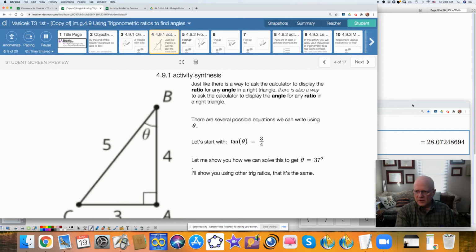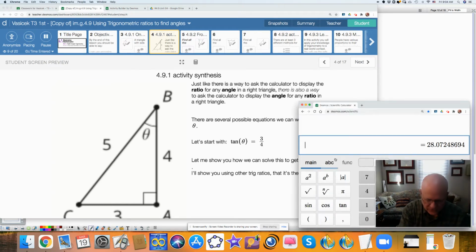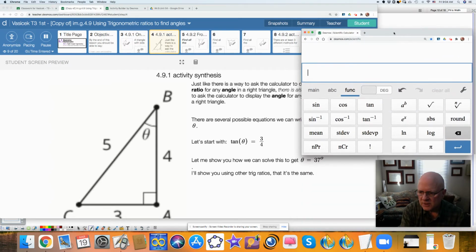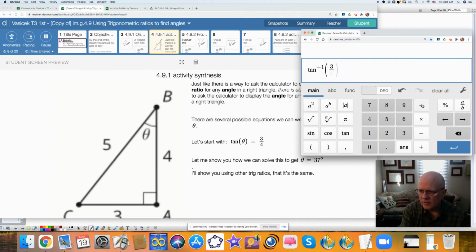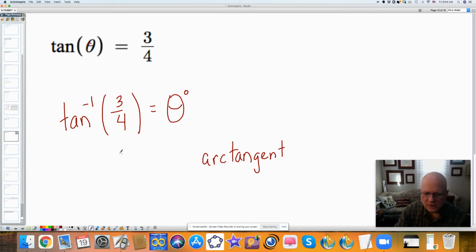How do I do that? Please watch my screen. I'm going to show you inverse tangent. These inverse functions don't appear on the main screen. If you go to the function screen, there's the inverse tangent. Let's make this nice and big. The inverse tangent, and we said the number was 3 over 4. 3 divided by 4 is equal to about 37 degrees. And that's what I said I was going to show you, that it's 37 degrees. When you plug this in a calculator, this gets me the degrees.